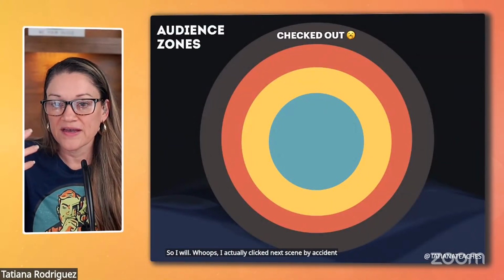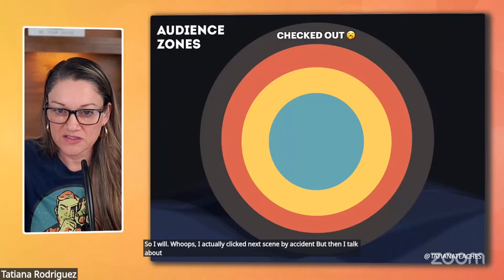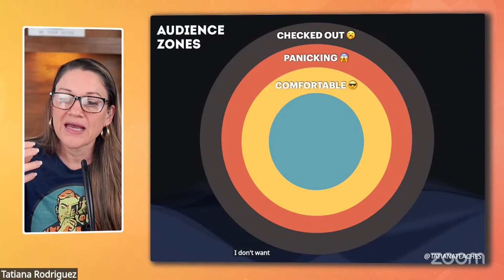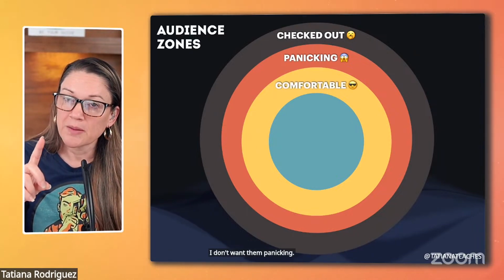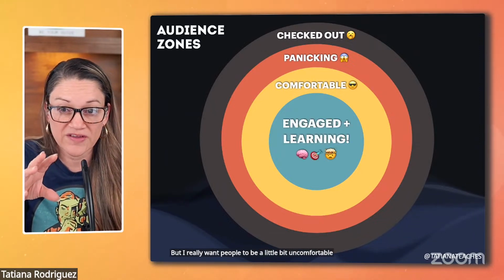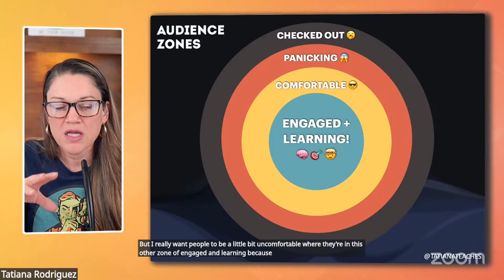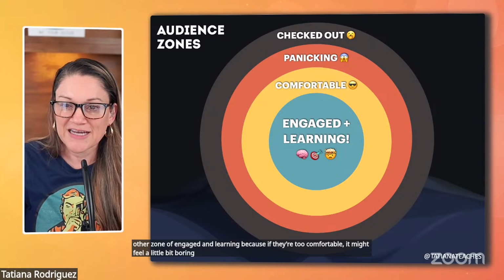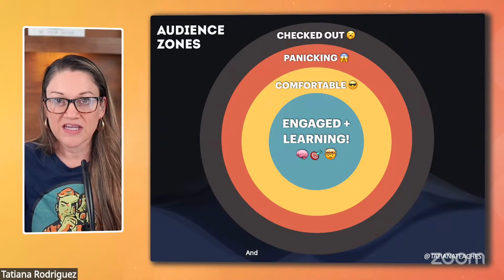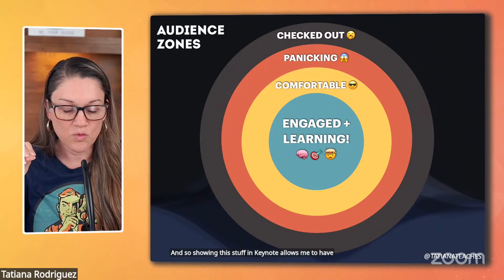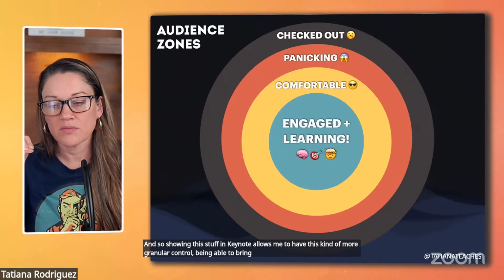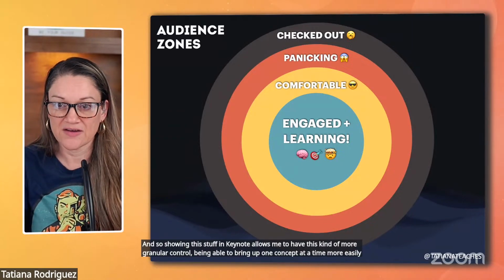But I then talk about the concept of these audience zones where I don't want them to be checked out. I don't want them panicking. And comfortable sounds good, but I really want people to be a little bit uncomfortable where they're in this other zone of engaged and learning. Because if they're too comfortable, it might feel a little bit boring or too familiar. So, as an educator, I do want to be challenging them and helping them. And so, showing this stuff in Keynote allows me to have this kind of more granular control, being able to bring up one concept at a time more easily than I could do directly inside of Ecamm.